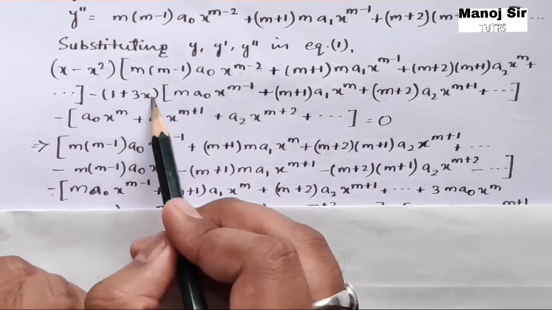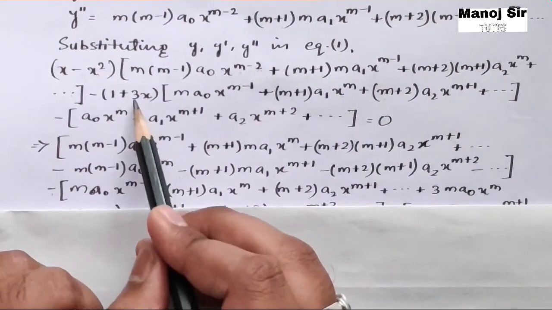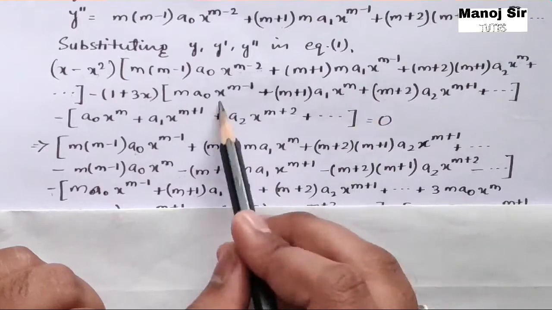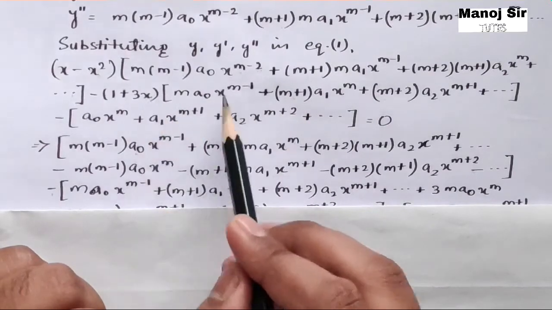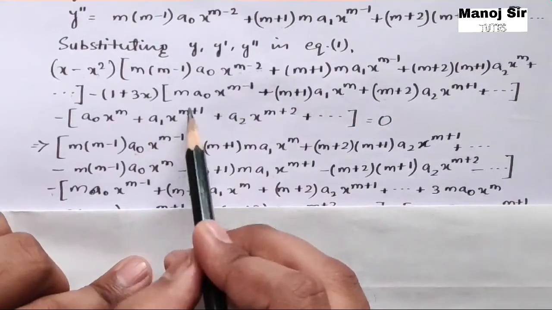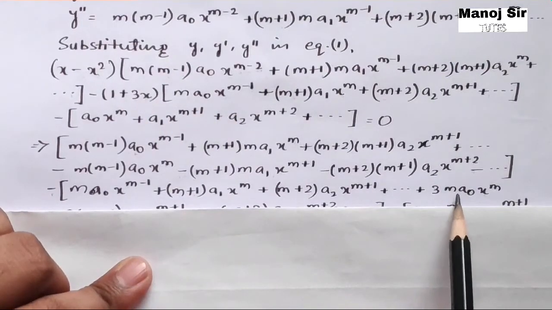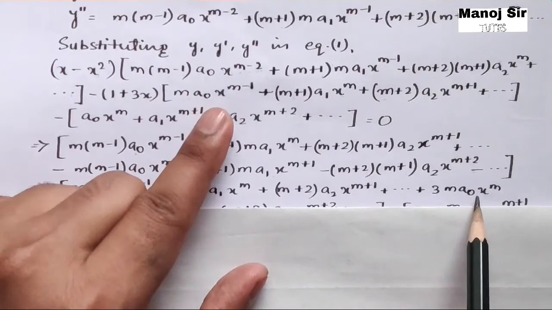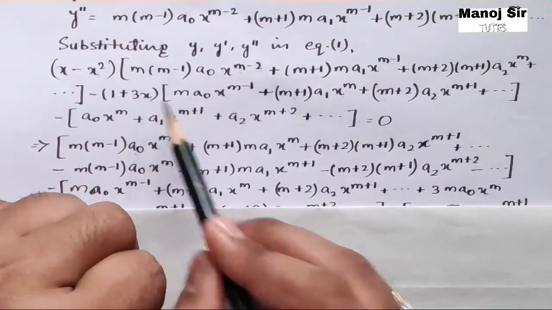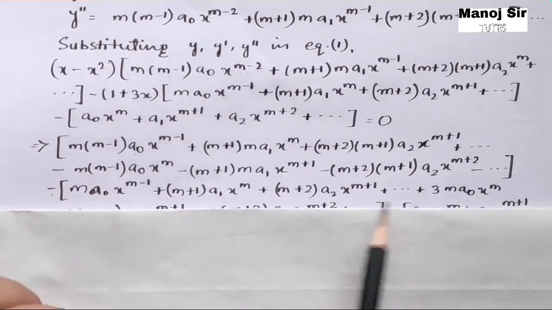Now we are multiplying 3x with all these terms. So we'll get 3 in the coefficient of all these terms, and multiplying x, this will become 3 into this part, that is 3 into m into a naught into x to the power m minus 1 into x. That will become x to the power m.